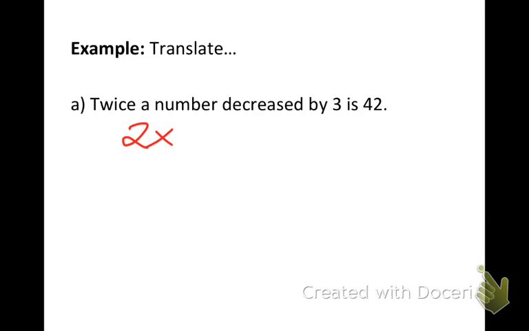2x. Now, twice a number is decreased by 3. Does that mean I'm going to do 2x minus 3 or 3 minus 2x? Because that does make a difference. Which is it? 2x minus 3. Good. Okay. So I'm taking that twice a number and I'm decreasing it by 3. So I'm going to subtract the 3. What do we do for the word is? Equals 42. Good. All right. Not too challenging, hopefully. Try this one.